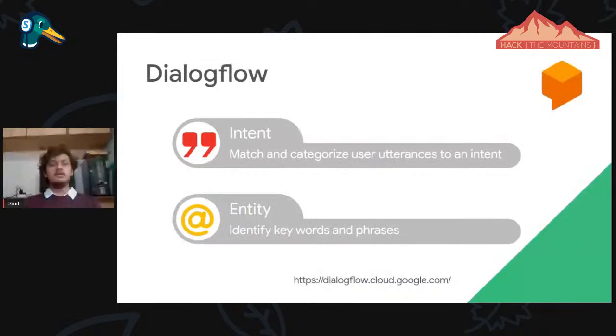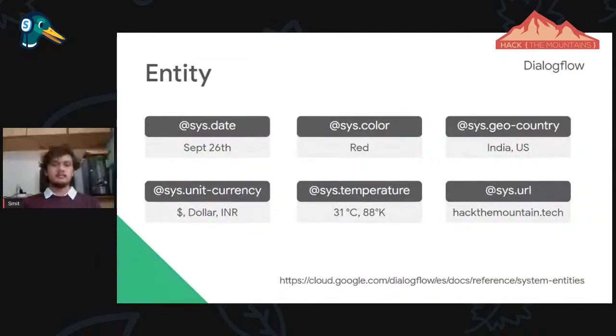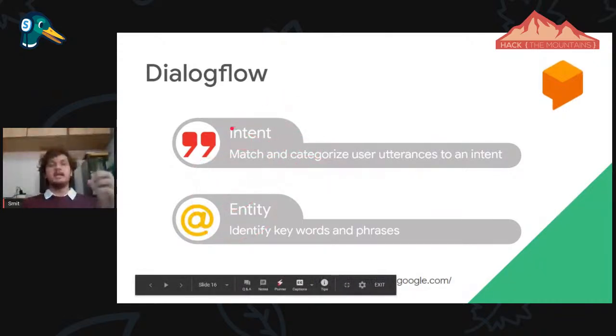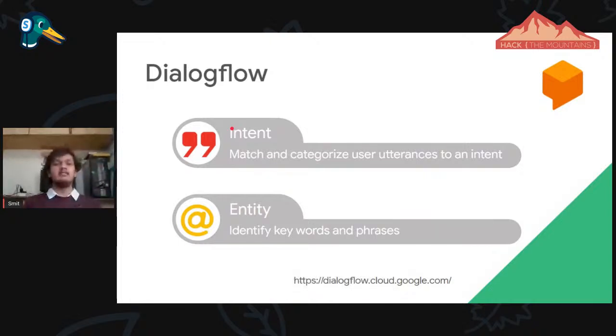Dialogflow contains two things: intent and entity. So intent means you give one intent. Suppose I say speakers. Hack the Mountains has many intents. Suppose a speaker intent, schedule intent, then workshop intent, then we can say contact us intent, about us intent. So there are many kinds of intents.